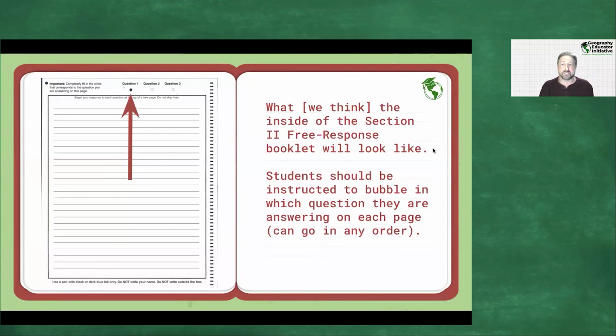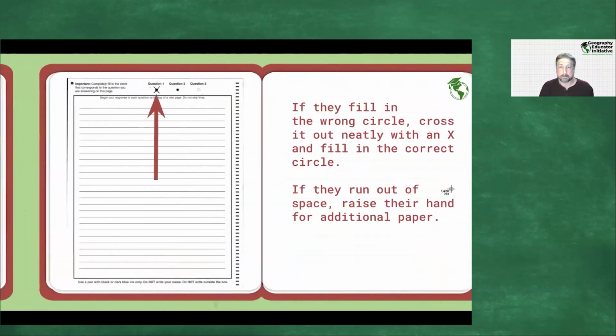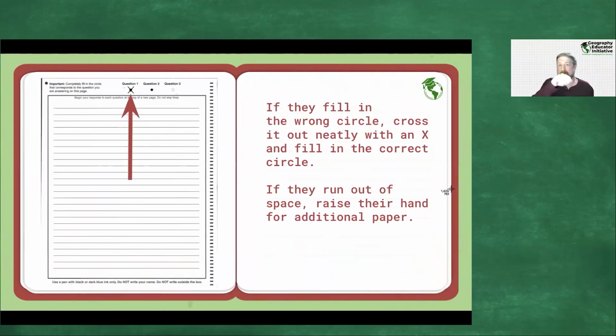And they should be instructed to bubble in which question they are answering on each page. Remember, they can go in any order. So if they look at question 2 and they really like that one, they could answer that first. We just want them to bubble in the correct bubble. And what happens if they misbubble? Well, if you fill in the wrong circle, just put an X on it. That's what they're told to do. And if they run out of space, which can sometimes happen, they raise their hand and they can be given some new paper.